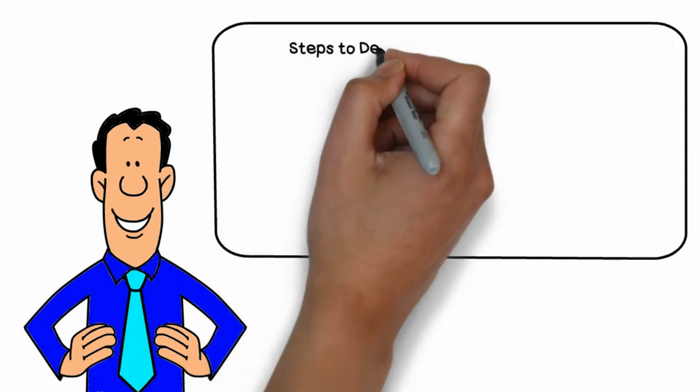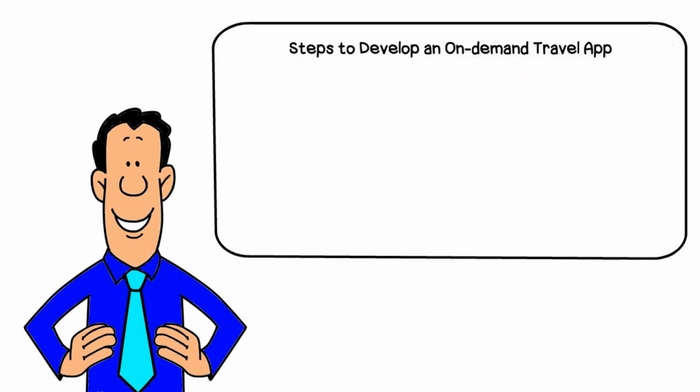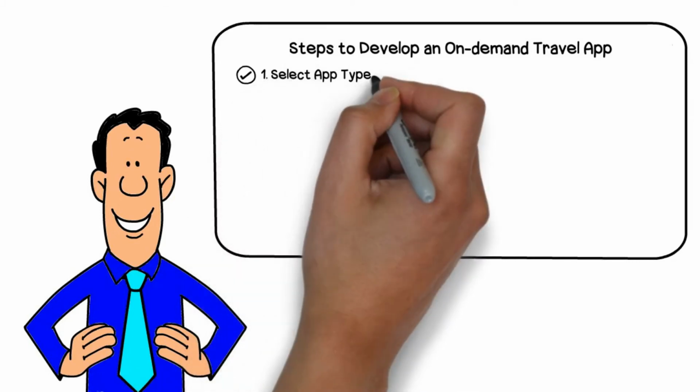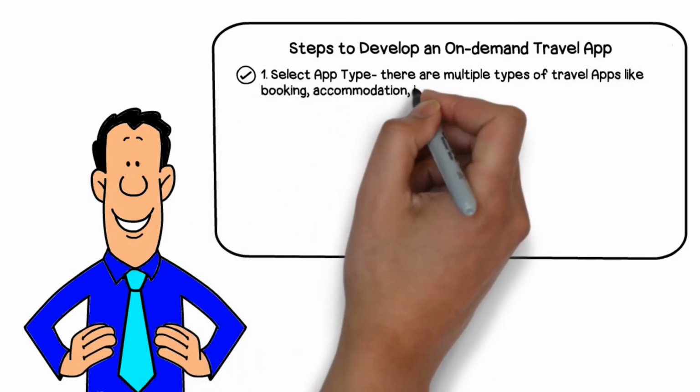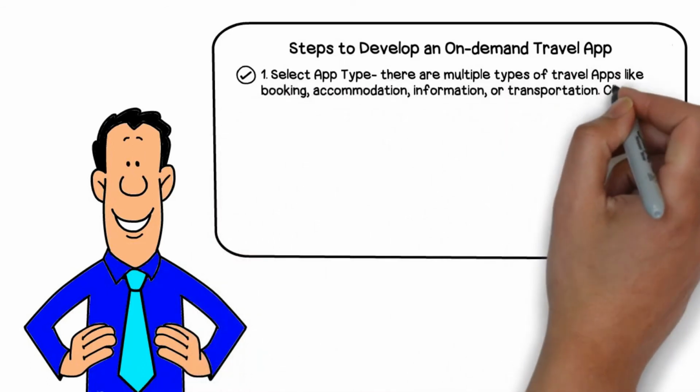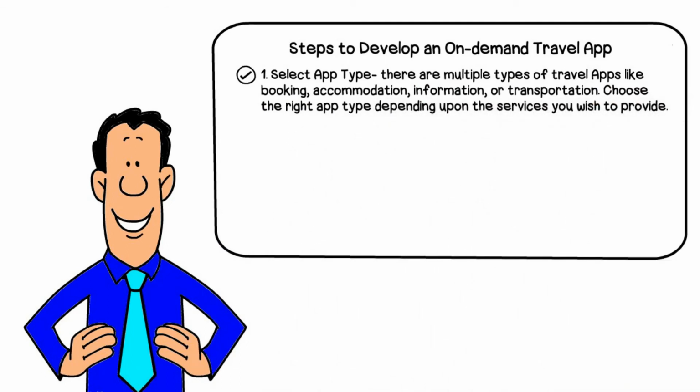Steps to develop an on-demand travel app. Here are some crucial steps that you can follow to develop a mobile app for the travel business. Step 1. Select app type. There are multiple types of travel apps like booking, accommodation, information, or transportation. Choose the right app type depending upon the services you wish to provide.